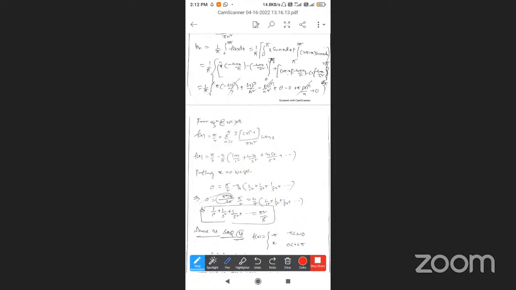Pi by 2 is equal to 4 by pi into bracket 1 by 1 square plus 1 by 3 square plus 1 by 5 square up to so on. We have to take cross multiplication. So pi square by 8 is equal to 1 by 1 square plus 1 by 3 square plus 1 by 5 square and so on. So this result is the same as we got in the explanation, the same as SCAQ4. So this SCAQ4 question will be the same.